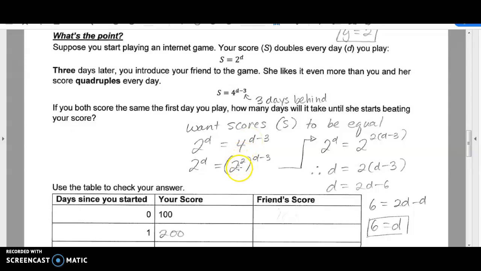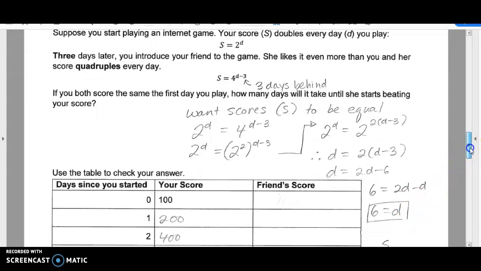So 4 can be rewritten as 2 squared. Once we have it rewritten as 2 squared, we use our power to a power rule. So 2 times D minus 3. And then we equate both exponents. So the exponent on the left is D. The exponent on the right is 2 times D minus 3. So we make those equal. Go ahead and simplify. And then isolate for D. And you can see as we work through here, we get an answer of D equals 6.